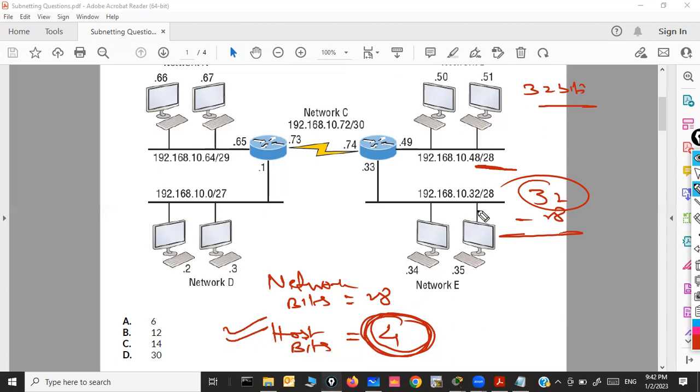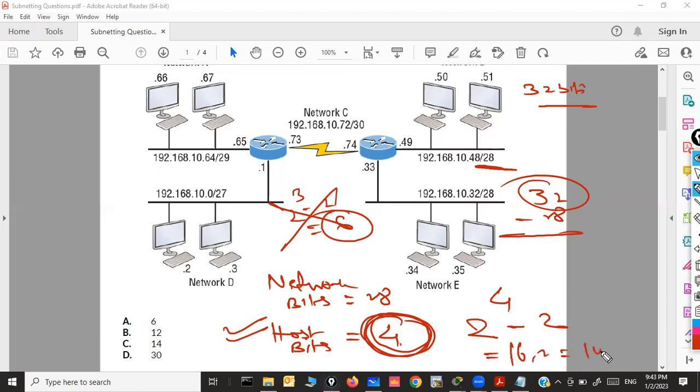Because if you somehow computed host bits as 3, then from that calculation, yes, 2 raised to the power 3 minus 2 gives 6. But basically host bits is equal to 4. 4 means 2 raised to the power 4 minus 2. Rashid was correct. So 16 minus 2, and that comes to 14. So here the answer is C, 14. And similar types of questions are generally asked in your CCNA certification exam. So if you are planning to take the CCNA exam, these types of questions are generally asked.